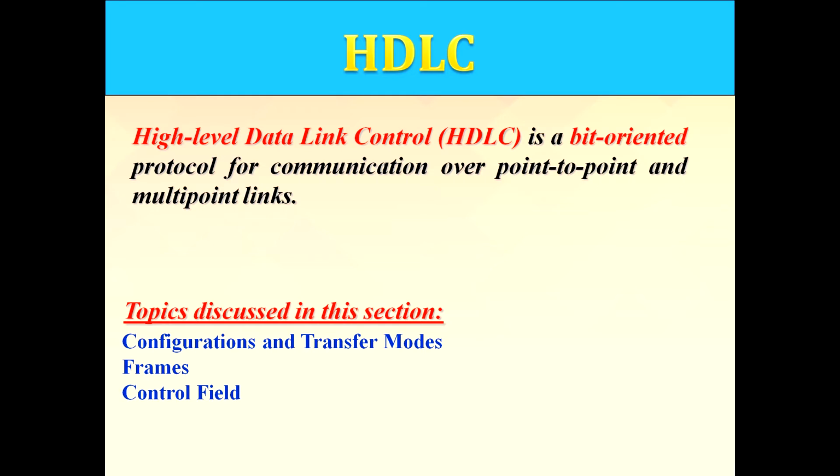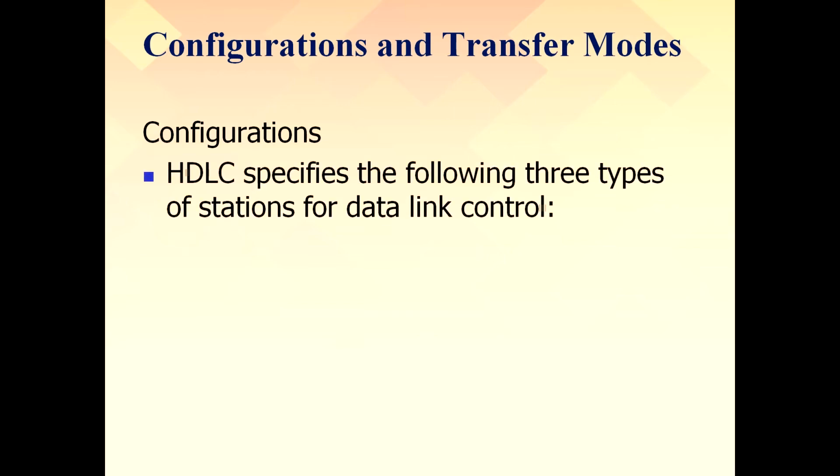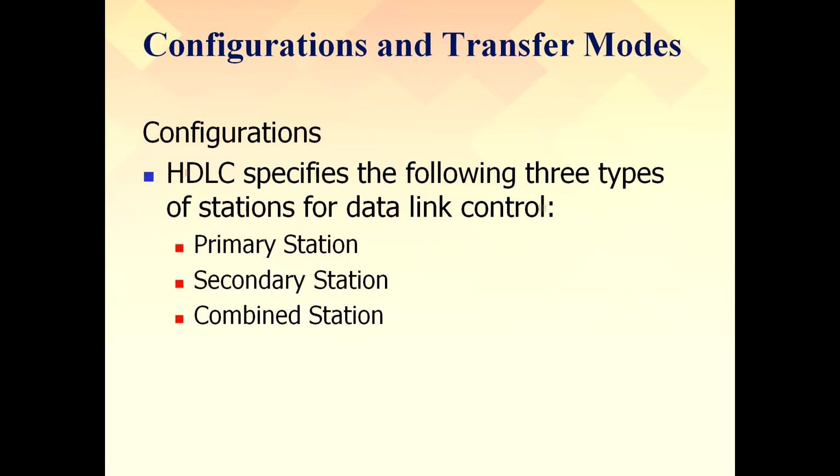The first one, configurations and transfer modes. Let us discuss configurations first. What is the purpose of configuration? Which devices are used to configure our network? Here, the HDLC protocol specifies the following three types of stations for data link control: primary station, secondary station, and combined station. We will see the purpose and functionality of each. Let us discuss them one by one.